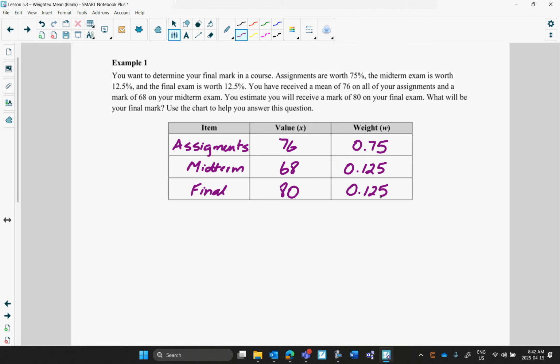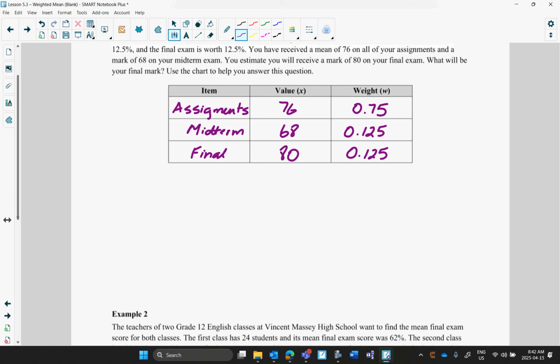So to find the weighted mean, and this is a weighted mean because you have different categories that have different weights. So for the weighted mean, follow the formula.